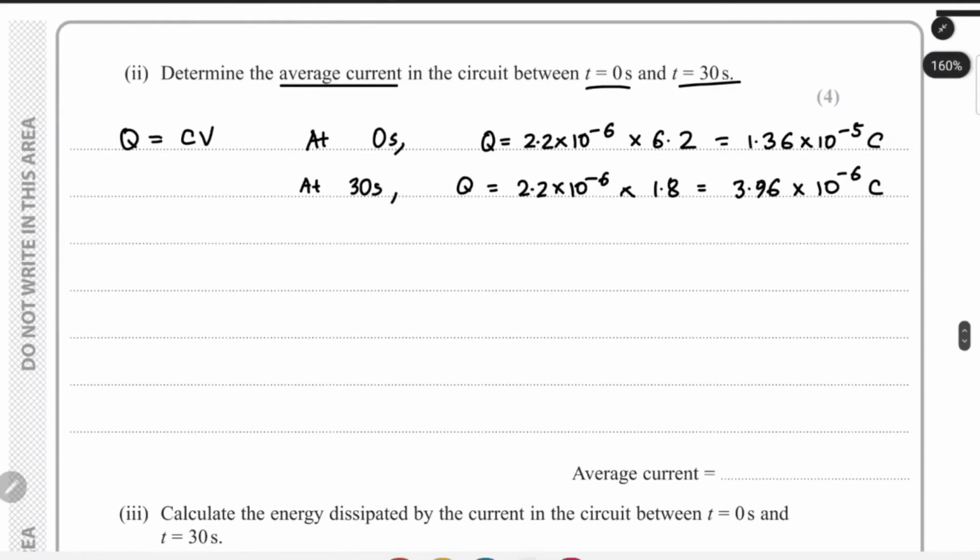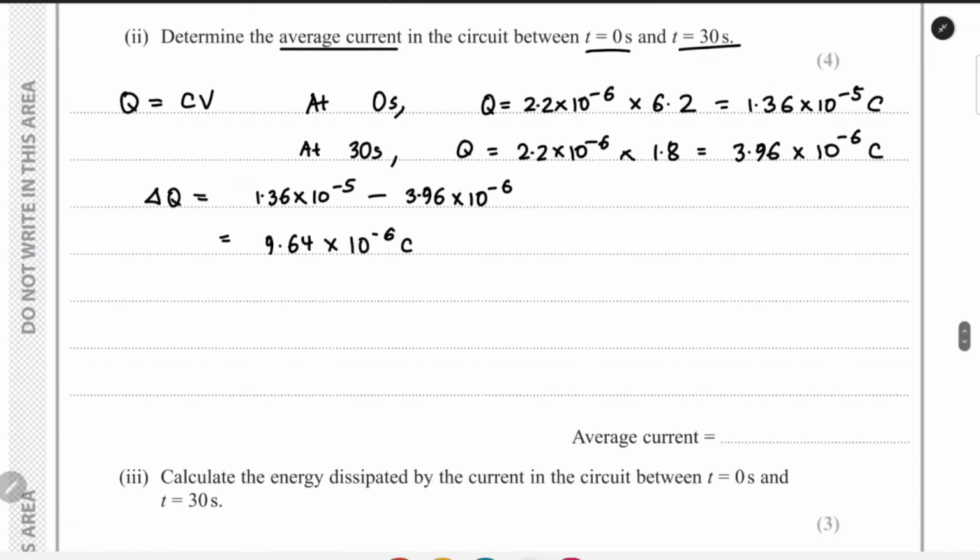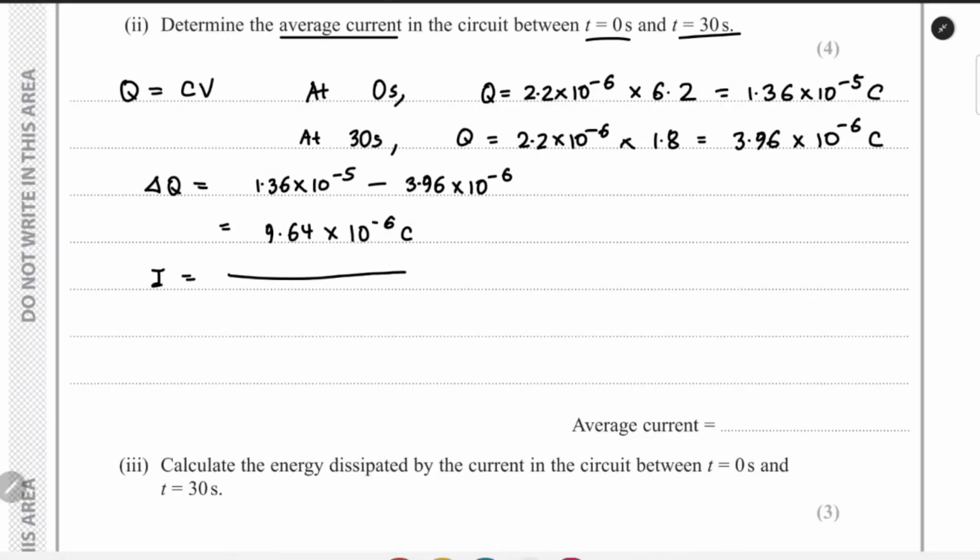So the change in charge is 1.36 times 10 to the power minus 5 minus 3.96 times 10 to the power minus 6. This comes out to be 9.64 times 10 to the power minus 6 coulombs. And to find the average current, I'll just divide this by the time it takes. So divided by 30 seconds, this comes out to be 3.23 times 10 to the power minus 7 amperes.